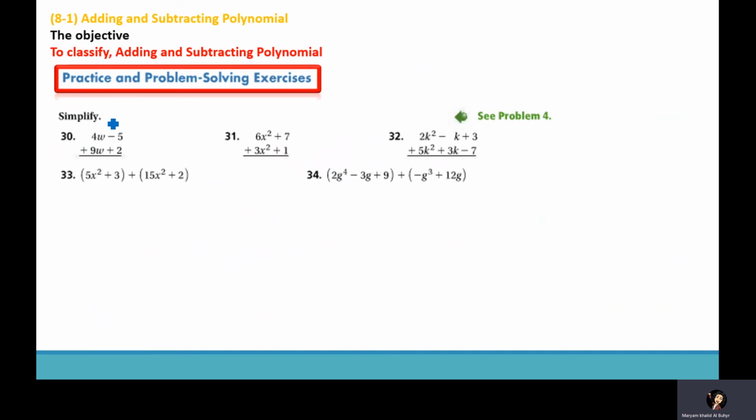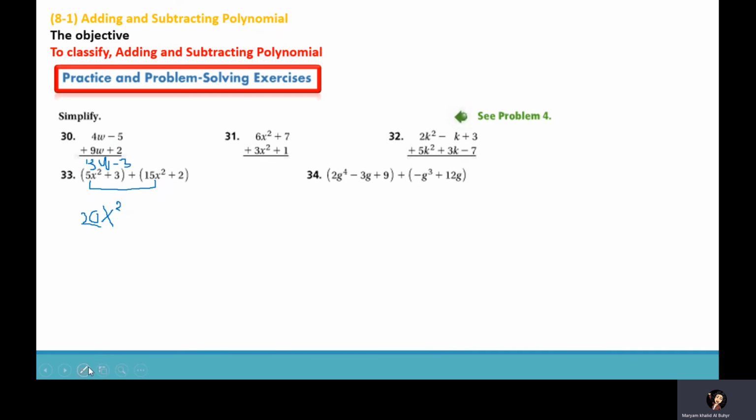Let me do more exercises with you. So here it's already easy and it's already ready. So just add these two. These two are like terms. So 4 plus 9, it's 13w, and we have here negative 5 and 2 will be minus 3. This one, as I told you, I should not waste my time and rewrite it. This x to the power 2 and here x to the power 2. I'm adding them. This is 5 plus 15. So that will be 20x to the power 2.